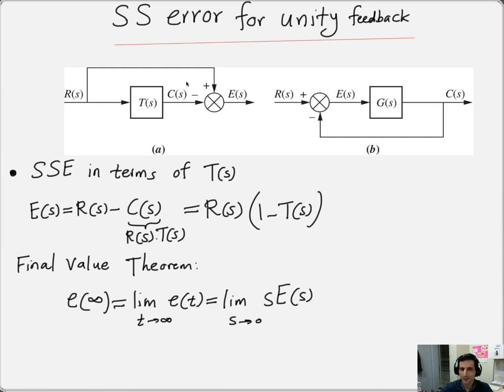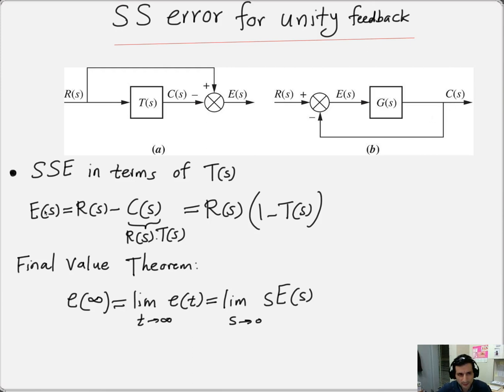So now this is just a redrawn version of this unity feedback configuration. Here everything is just expressed in terms of G of S. Here you have T of S, and of course you have here E of S, which is just like here, the difference between R of S and C of S. So to calculate the steady state error, this E of S is what we call tracking error, or just simply error, which is the difference between R of S and C of S.